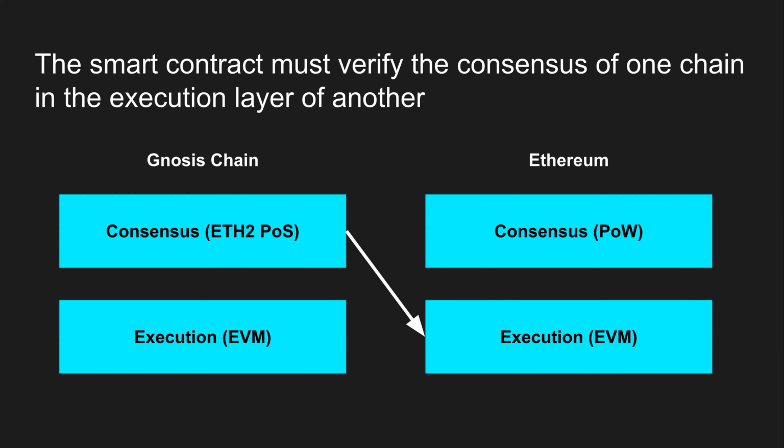Now, zooming out a bit, what this smart contract essentially has to do is verify the consensus mechanism of one chain on the execution layer of another. So in the case of Gnosis chain, which is using ETH2 proof of stake, we have to validate the proof of stake mechanism in the execution layer of Ethereum.